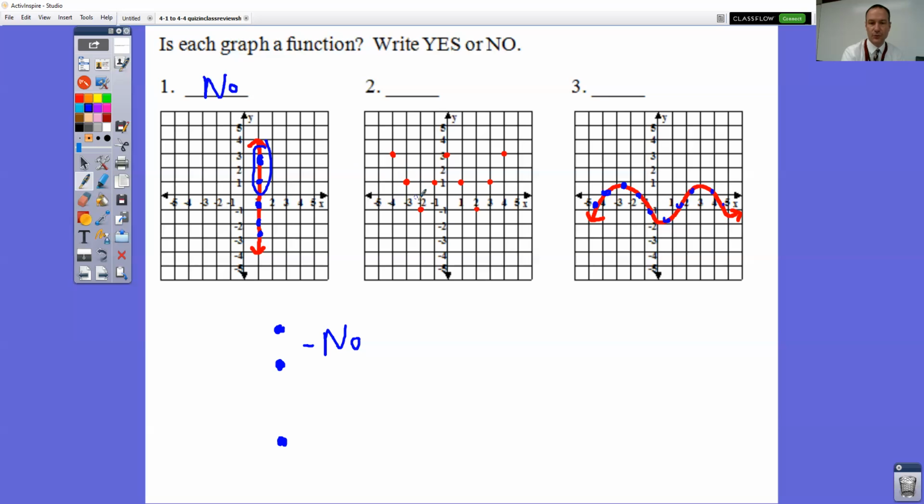In question number 2, following those dots, there are not two dots directly above each other. That makes number 2 a yes. In question number 3, following this squiggly line, is there anywhere where there's two dots directly above each other? No, there's not. That makes number 3 a yes. So it is only a no when there's two dots directly above each other.